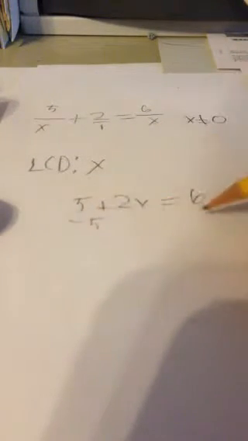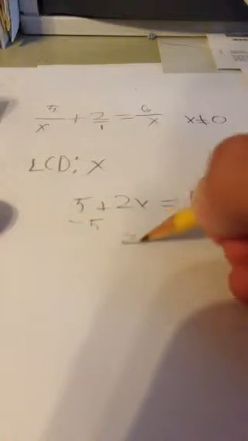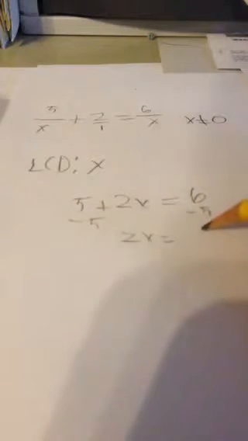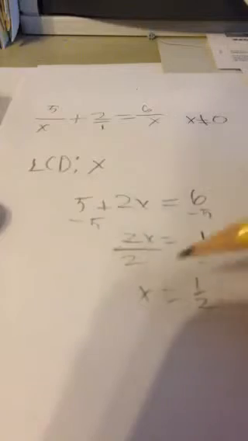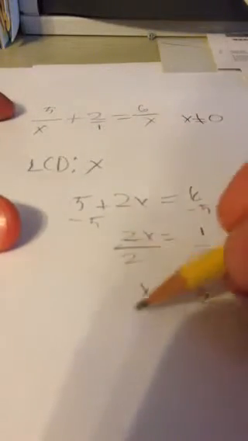Subtract 5 from both sides to isolate x. 2x equals 1. Now solving for x, divide by 2, divide by 2. X equals 1/2. And it's not an exclusion, so you can go ahead and box that in.